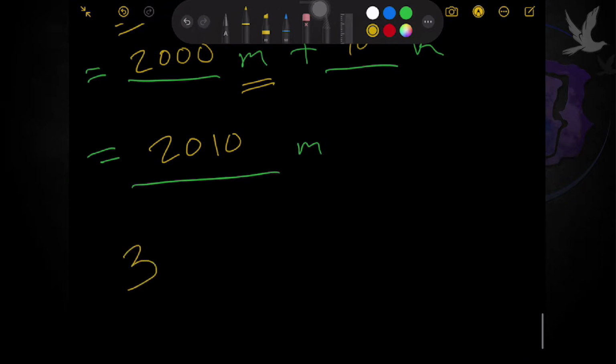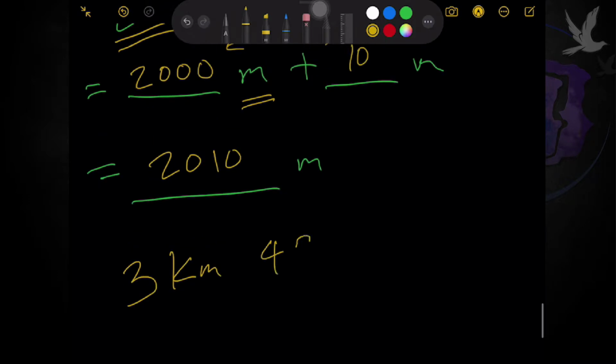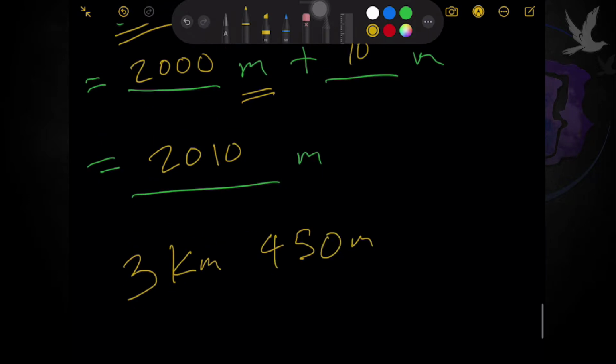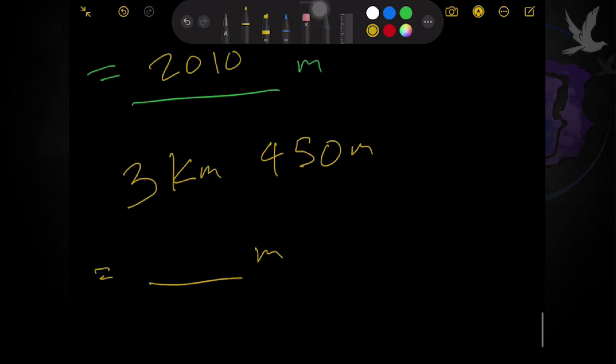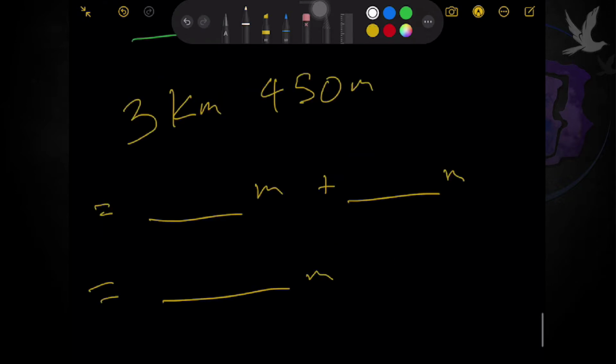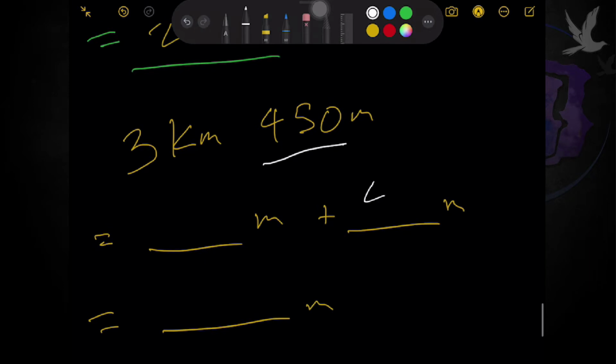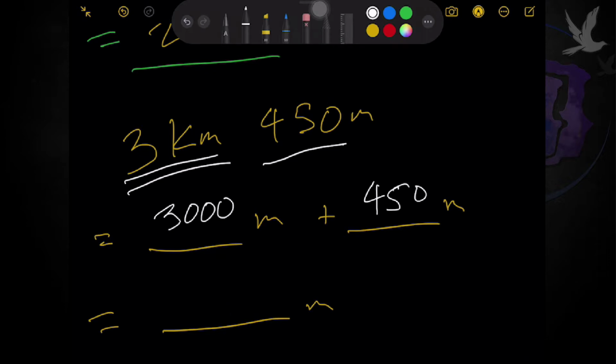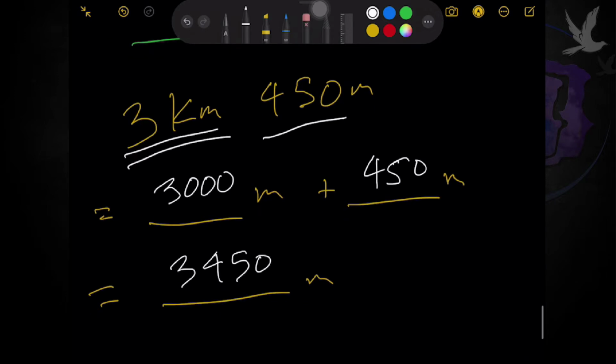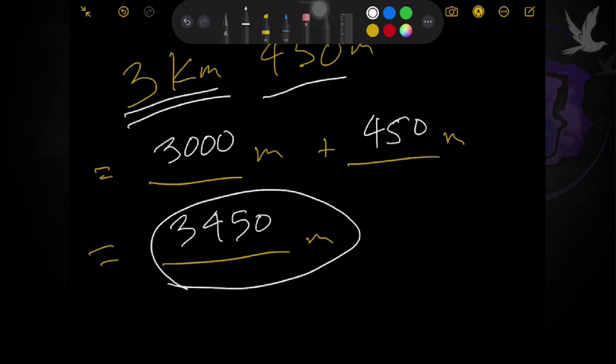Another example. Let's say 3 kilometers and 450 meters. We have blank meters, then blank meters again, and our final unit. 450 meters is already in meters, so you just write it there. And 3 kilometers is equivalent to 3,000 meters. All you have to do now is put them together. 3,000 plus 450 will give us 3,450 meters. That's how easy it is.